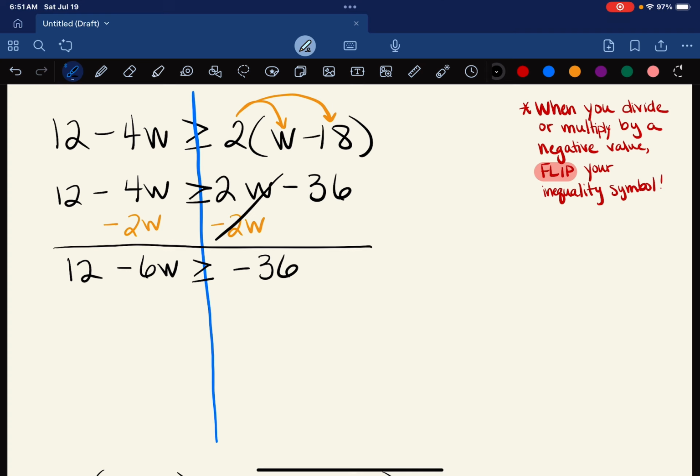All right, so we've got all of our variable terms on the left, so let's move our constant terms to the right. So minus 12 from both sides of our inequality.